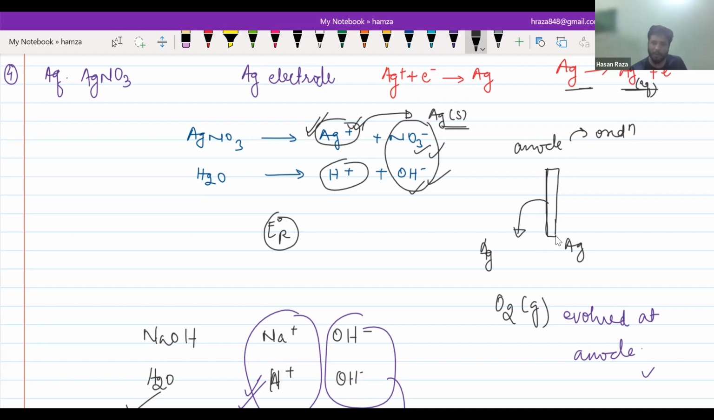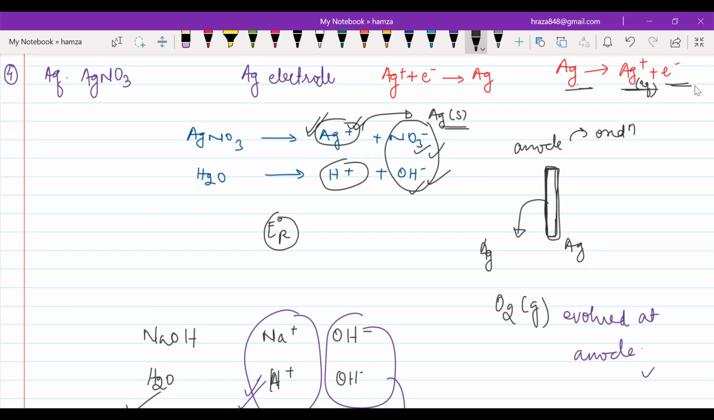But this electrode is made up of Ag, silver, which will be more oxidizing. So it will oxidize itself. So basically it is an active electrode. It will take part in the reaction and oxidize itself. So it will be Ag into Ag plus plus electron. Got it, Nafisa? Yes. Active electrode will take part in the reaction.